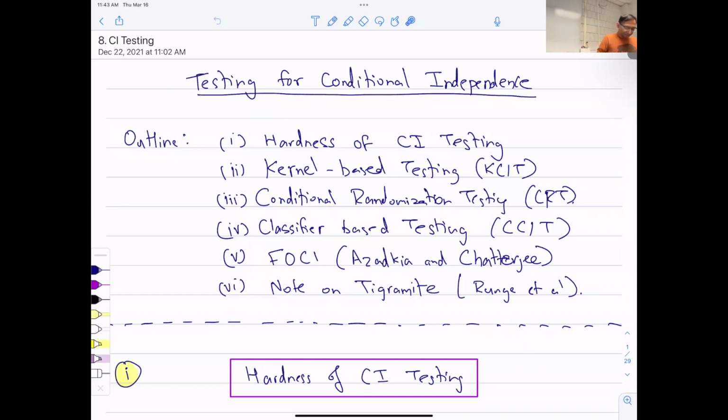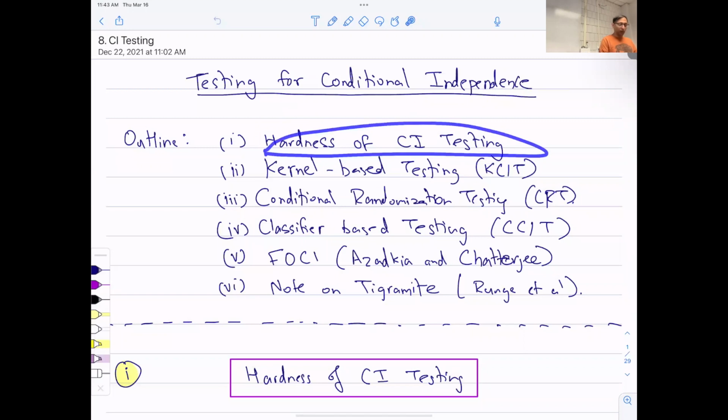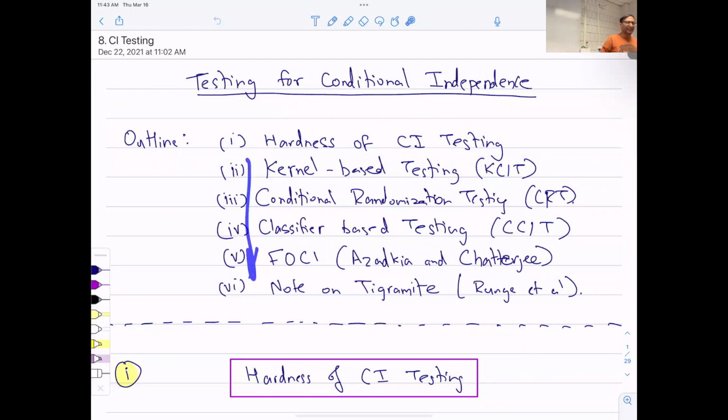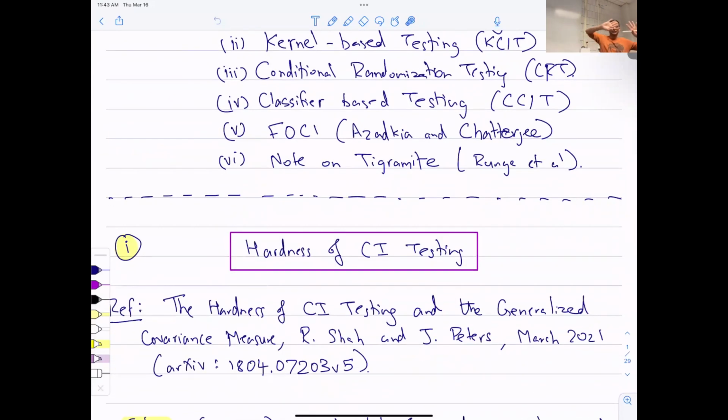My goal in the next 15 minutes is to start thinking about hardness. I'll also continue this tomorrow, and then talk about various CI testers and how these things are done. Now this is sort of moving out of causality and going into statistics, because I'm not thinking about graphical models or any such thing. The question always for the rest of this is: are X and Y conditionally independent given Z, yes or no?